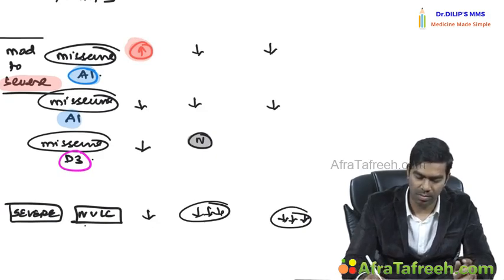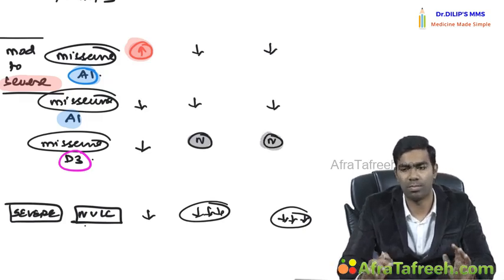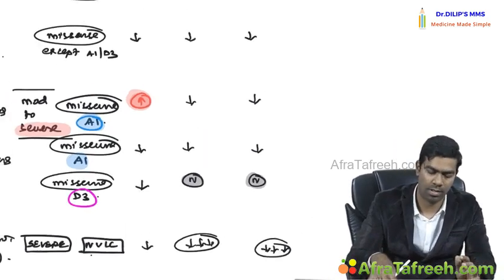Clear? But here it will be normal again, because in type 2N, again I told you, the only problem is poor binding with factor 8. That's all, nothing else. Apart from that, everything else is normal in type 2N.